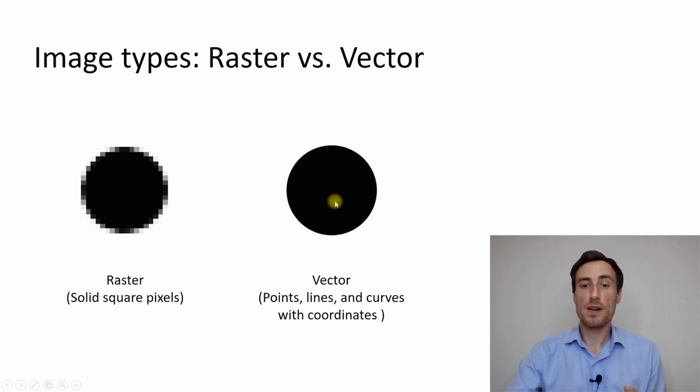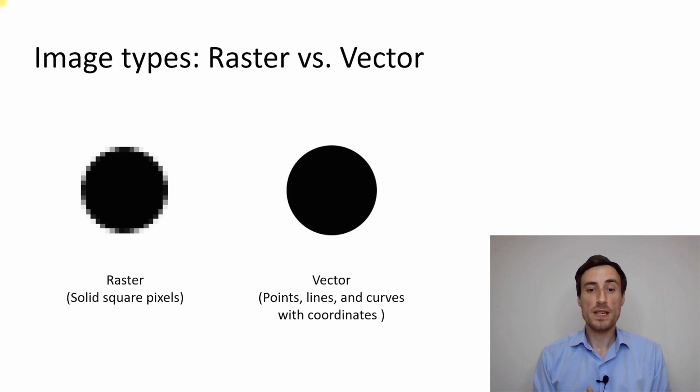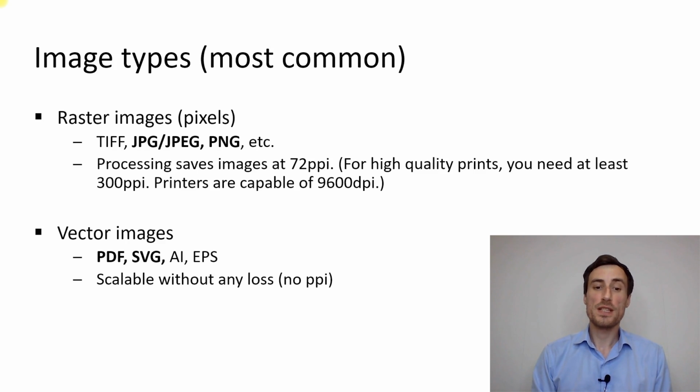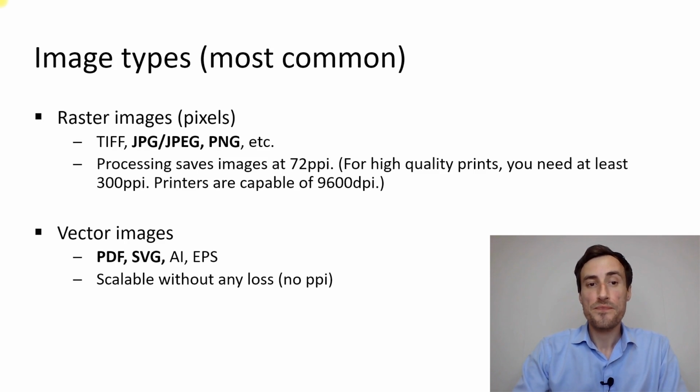And on the other hand, we have the vector graphic, and vector graphics are not based on pixels, they're actually based on points, lines, and curves with coordinates. And you can zoom in and zoom out without losing any quality, because vector images are not based on PPI, or at least on pixels per inch in this case. So the most common types for raster images are TIFF, JPEG, PNG.